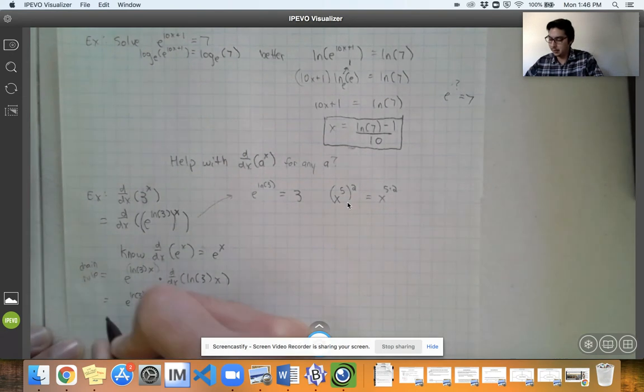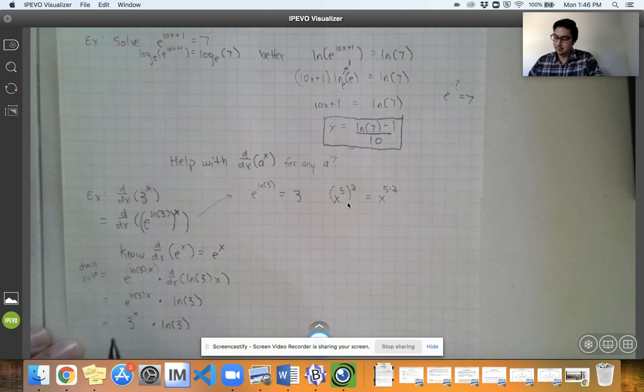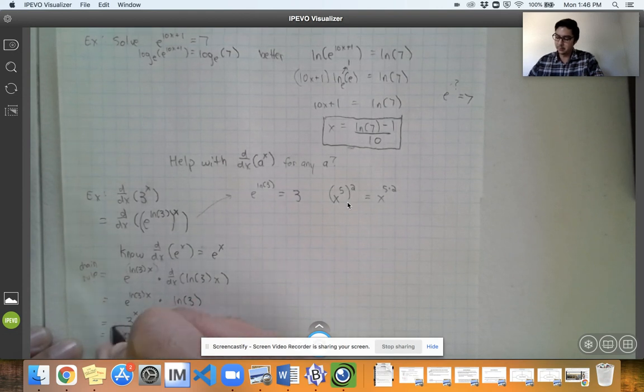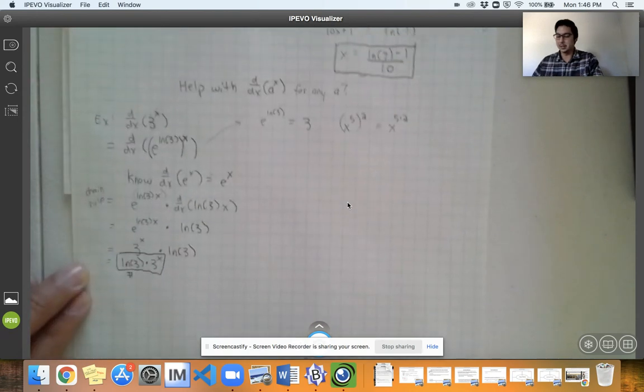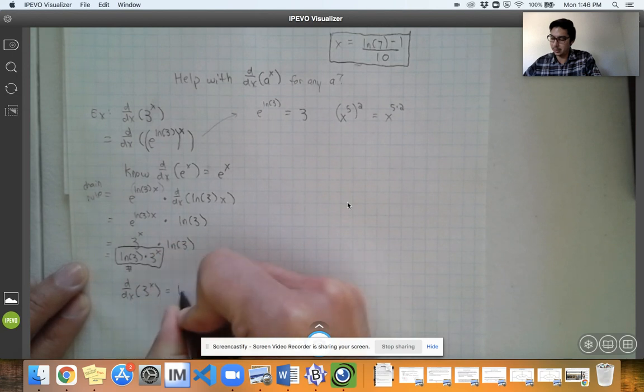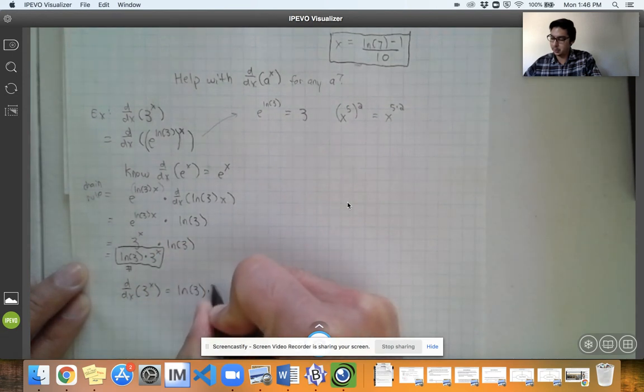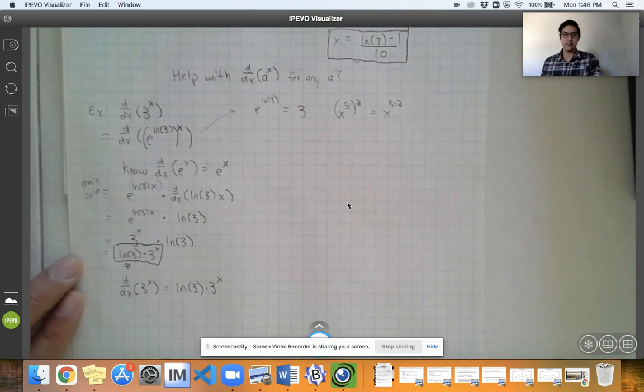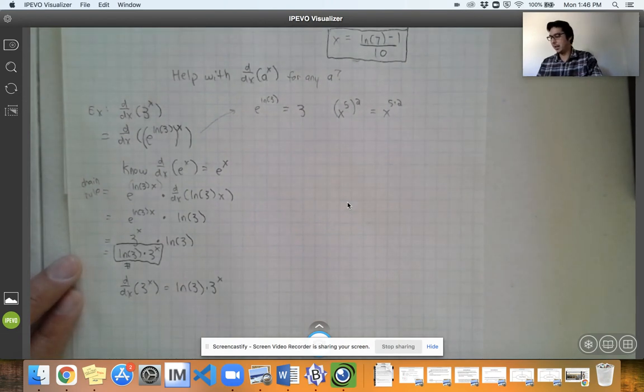And then if I re-put e to the ln of 3x back to 3 to the x, then I can actually write this as 3 to the x times natural log of 3. But it's typically more common to put the natural log in front because this is just some constant, right? Times 3 to the x. And there's your derivative. So in hindsight, the derivative of 3 to the x is equal to natural log of 3 times 3 to the x. Good. Now, how does that apply with e to the x?